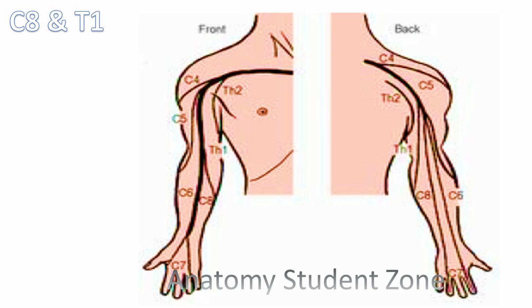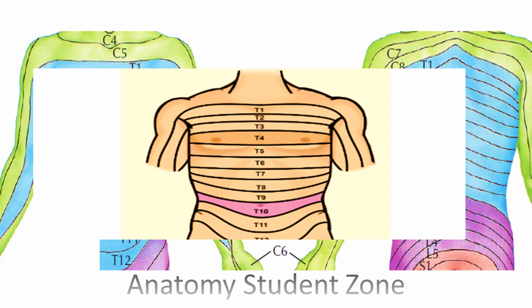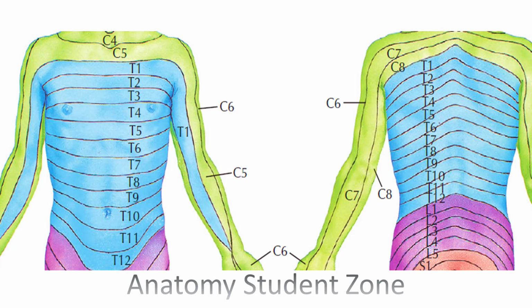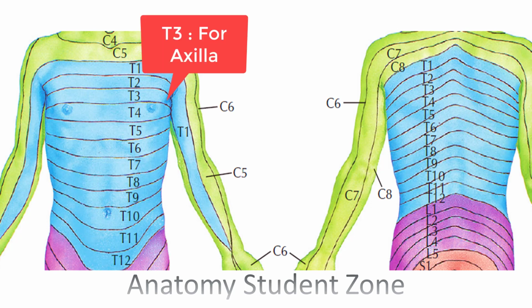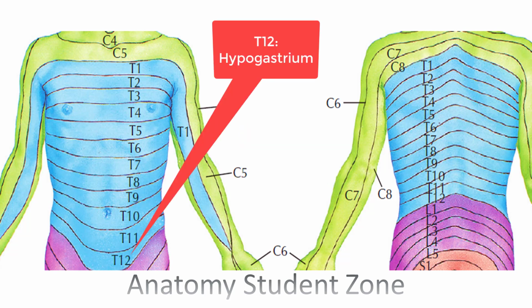When we do the dermatomes of the thorax and abdomen, they are from T2 to T12. The most important dermatomes to remember in that area are the axilla, nipple, umbilicus and the hypogastrium. So T3 is the dermatome for the axilla, T4 is at the level of the nipple, T10 is at the level of the umbilicus, while the hypogastrium is at the level of T12.